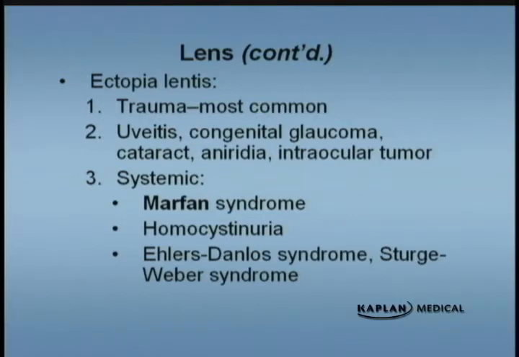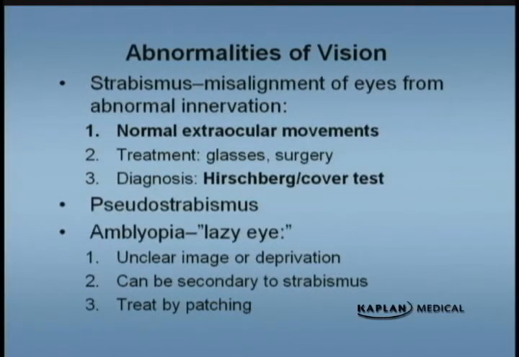Other systemic causes include homocystinuria, which we've reviewed previously, Ehlers-Danlos syndrome, because remember again it's a problem with connective tissue, and we've discussed that previously also. This is something that's also common on the exam, is looking at eye alignment. So we're going to discuss strabismus, pseudostrabismus, and amblyopia.